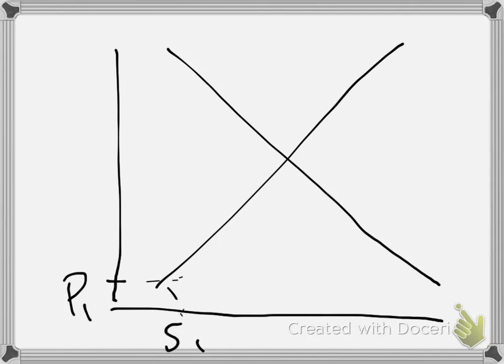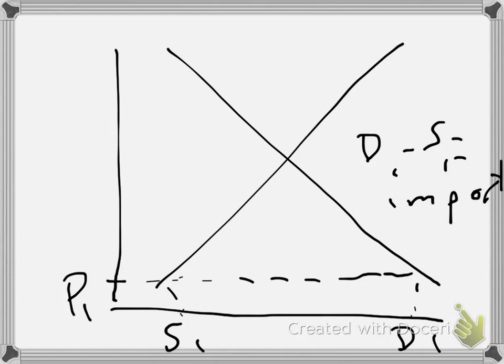S1, and domestic demand would be D1, and the difference between D1 and S1 would be equal to imports, right? And now that quantity, which we're measuring by the distance on the quantity axis, that quantity could be greater than the import quota, or could be less than the import quota. And we'll be assuming here that the import quota is going to be less than, say, this amount of imports.